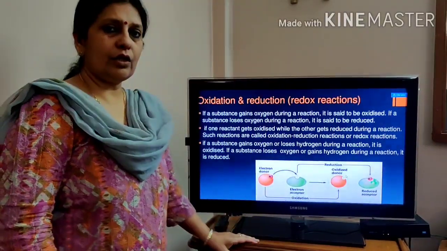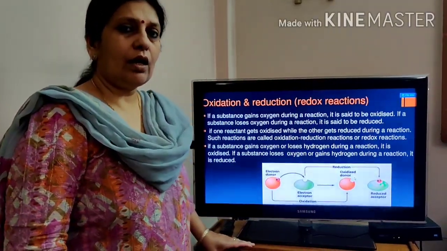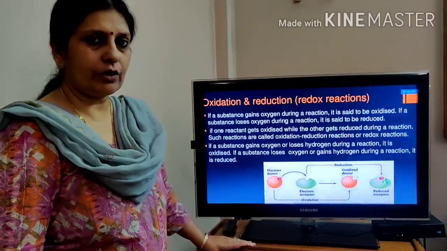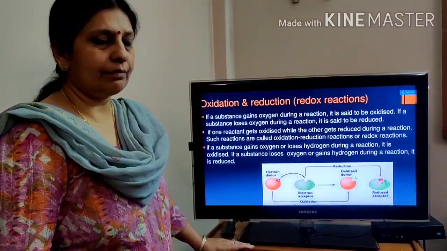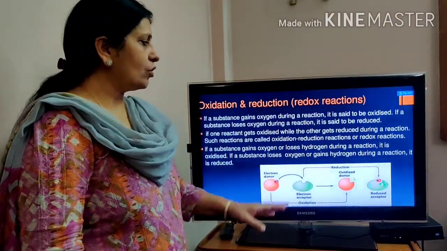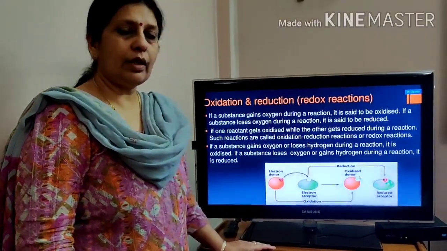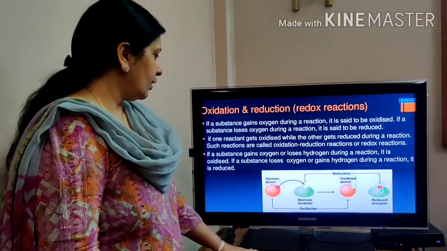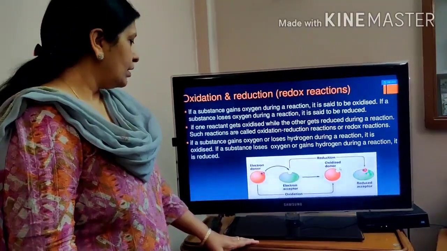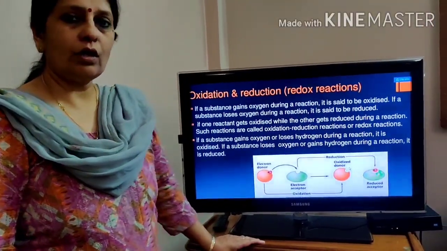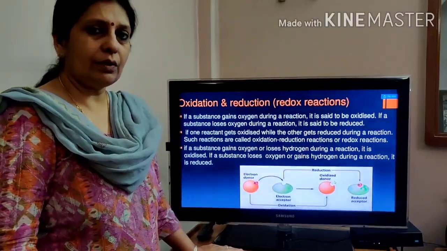The next category of reactions, perhaps the most important one, is the redox reactions. Redox reactions are a combination of oxidation and reduction reactions. An oxidation reaction is one in which oxygen is added to an element. So if a substance gains oxygen during a reaction, it is said to be oxidized, and if a substance loses oxygen during a reaction, it is said to be reduced. If one reactant gets oxidized, the other reactant has to get reduced. Such reactions are called oxidation reduction reactions or redox reactions. So oxidation is not possible without reduction and vice versa.